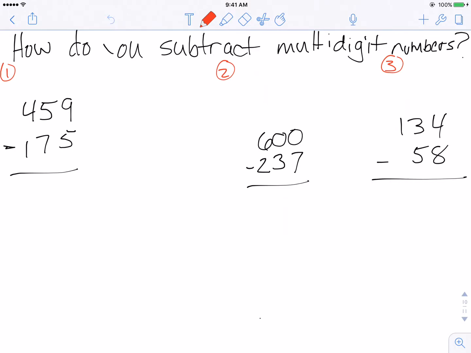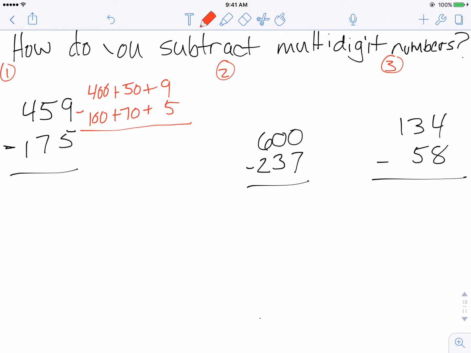The first method is a method that uses the expanded form of each number. So I'm going to write the expanded form of 459. The 4 in the hundreds place is worth 400, plus the 5 in the tens place is 50, plus the 9 in the ones place is worth 9. The expanded form of 175: a 1 in the hundreds place is worth 100, the 7 in the tens place is 70, and the 5 in the ones place is 5. So now that I have my numbers broken out into expanded form, I'm going to subtract them.